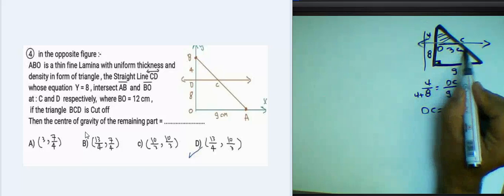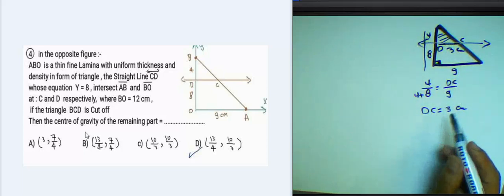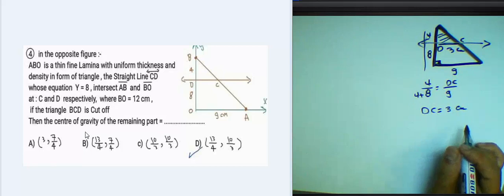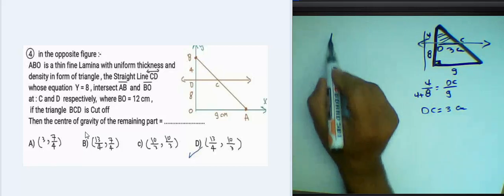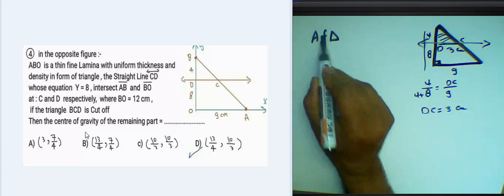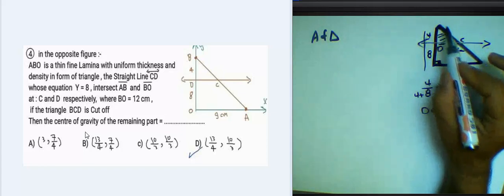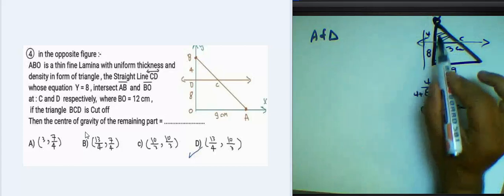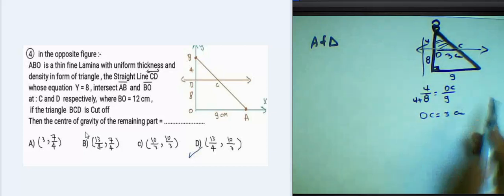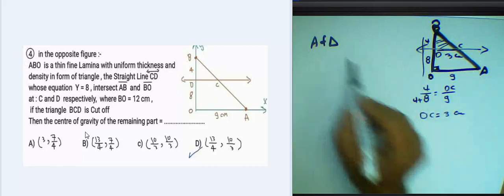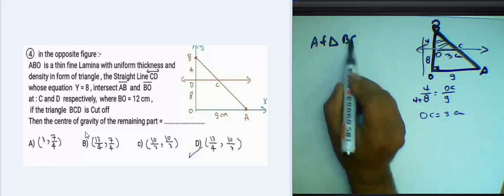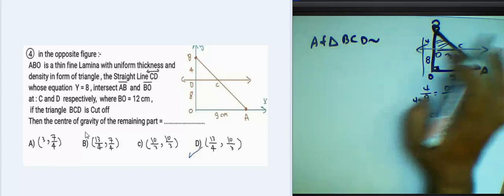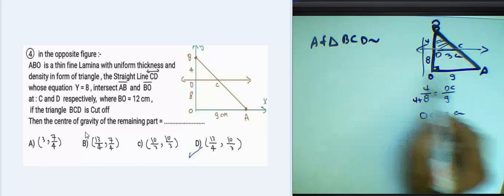This part is 3 centimeters. And here the mass is proportional to the area. So then we can find the area of the small triangle BCD. Triangle BCD is similar to triangle BAO.